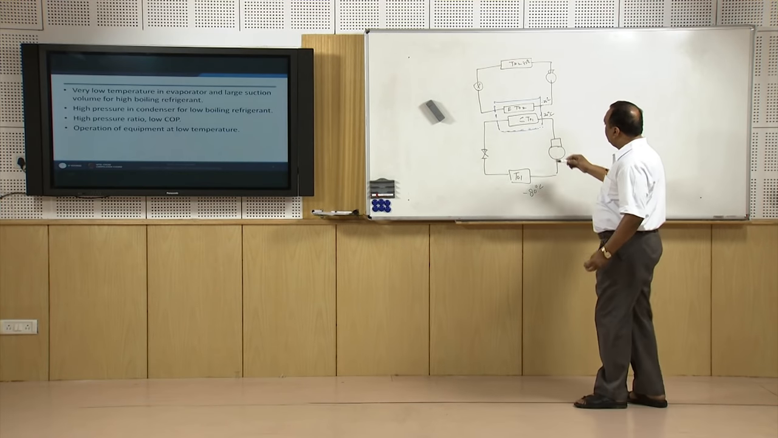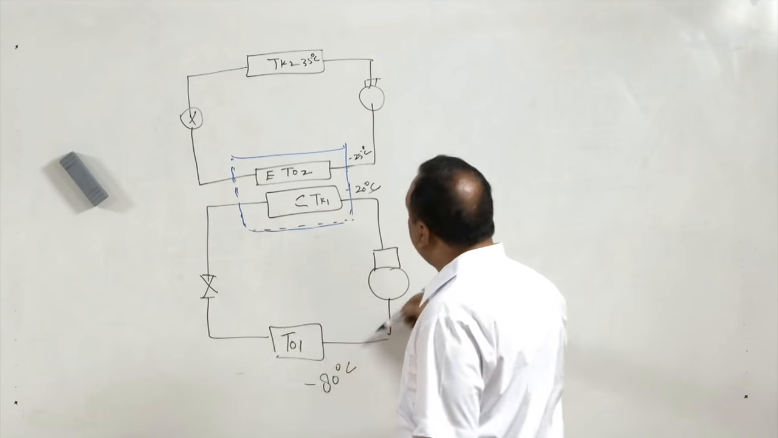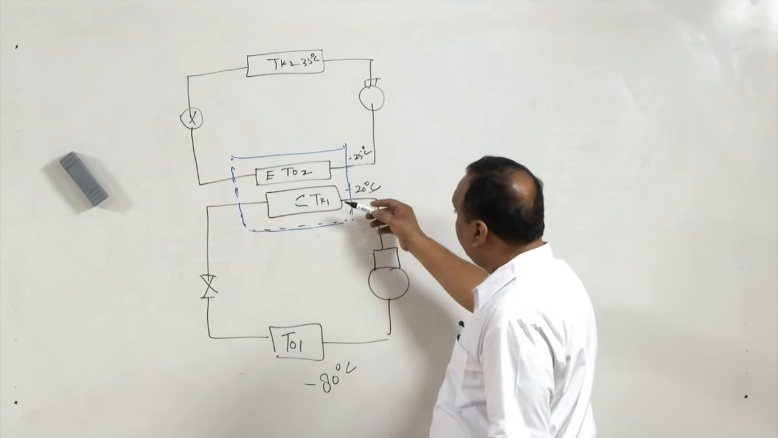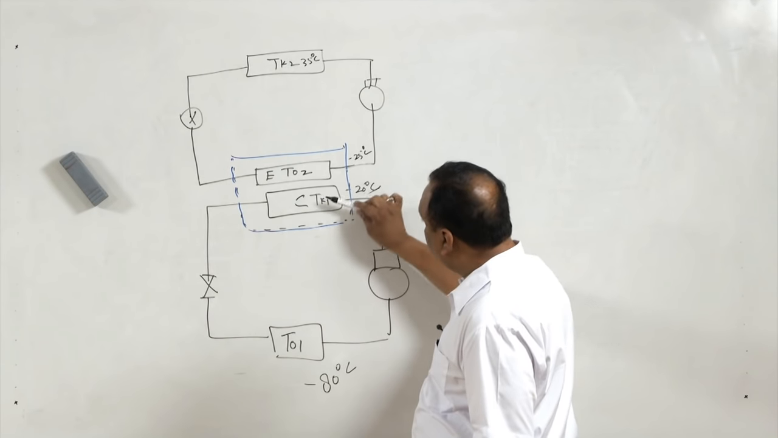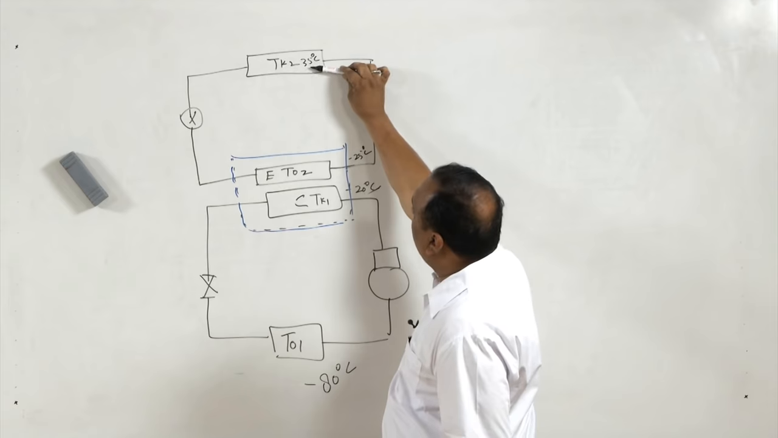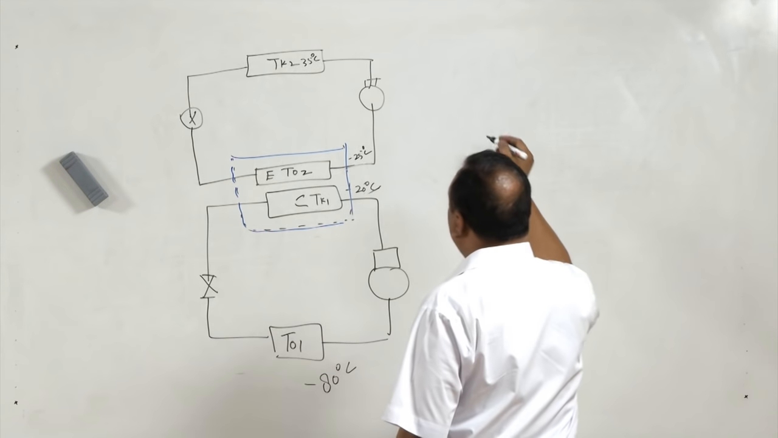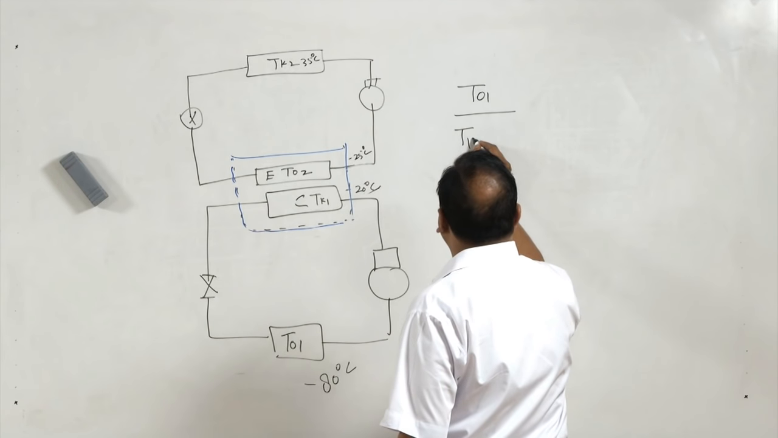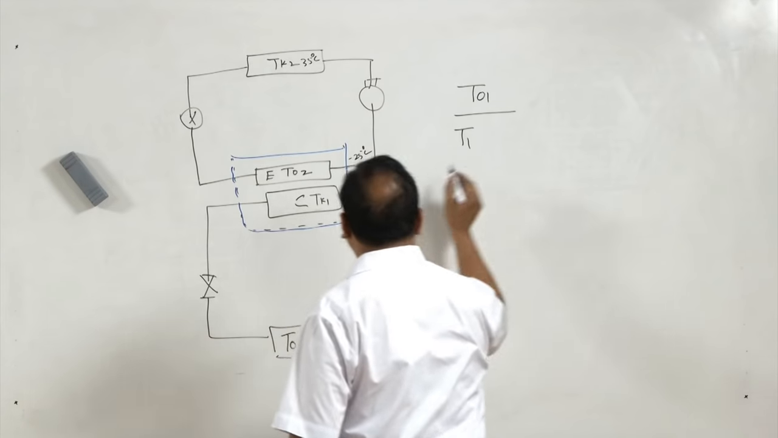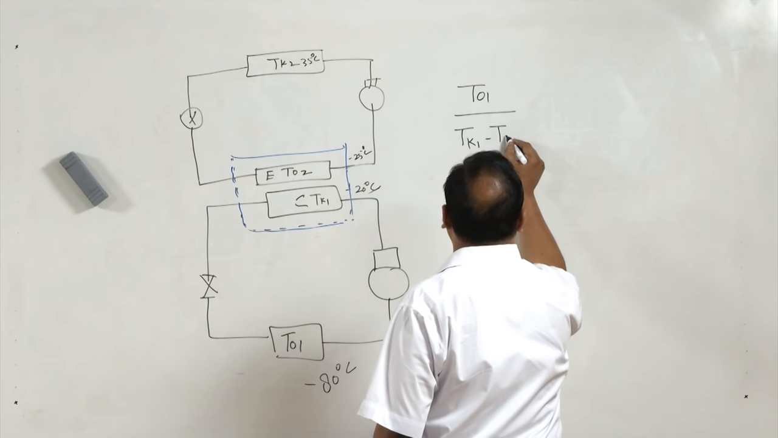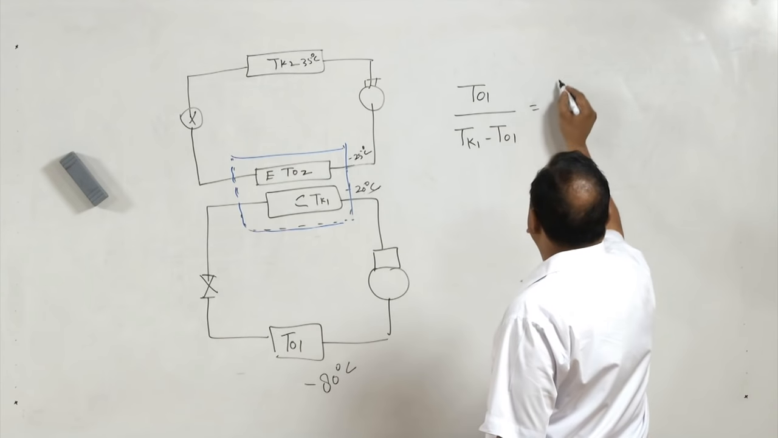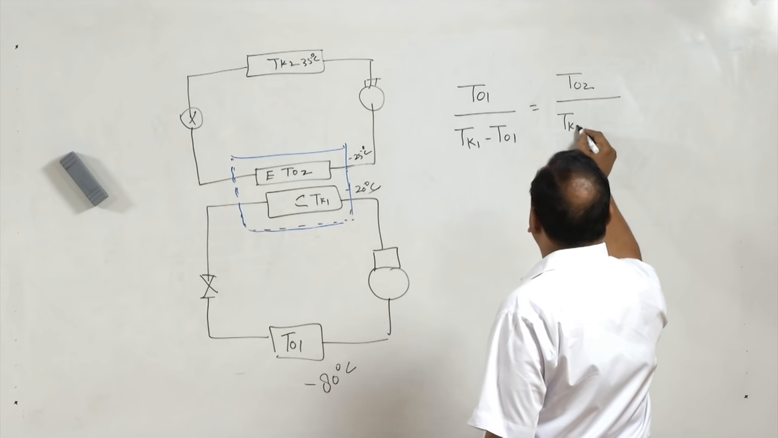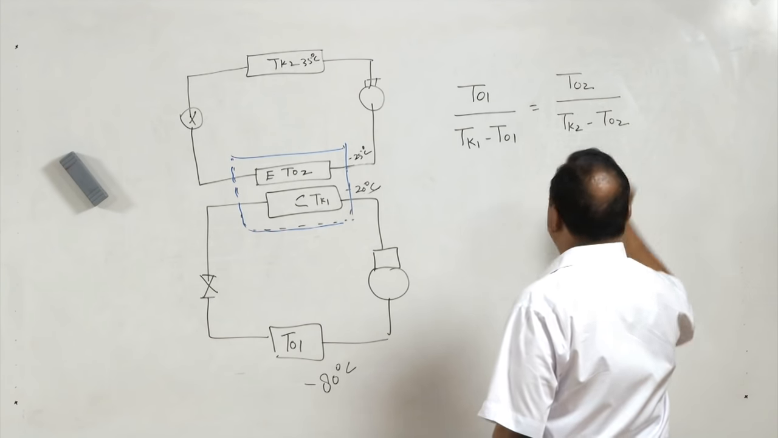We assume that the COP of this refrigeration cycle is equal to the COP of this refrigeration cycle. So, the COP of the Carnot cycle working between this temperature range is equal to the COP of the Carnot cycle working between this temperature range. So, TO1 divided by TK1 minus TO1 is equal to TO2 divided by TK2 minus TO2.